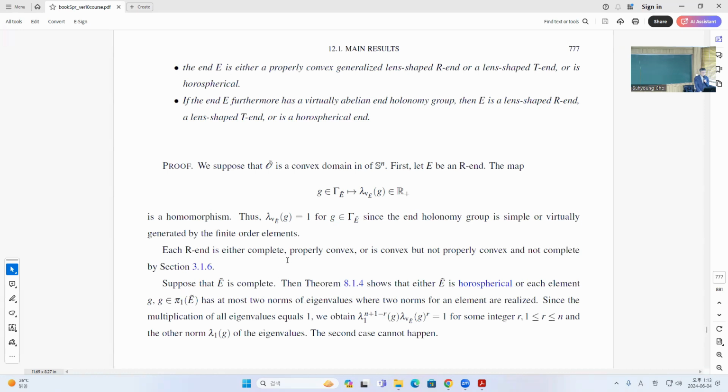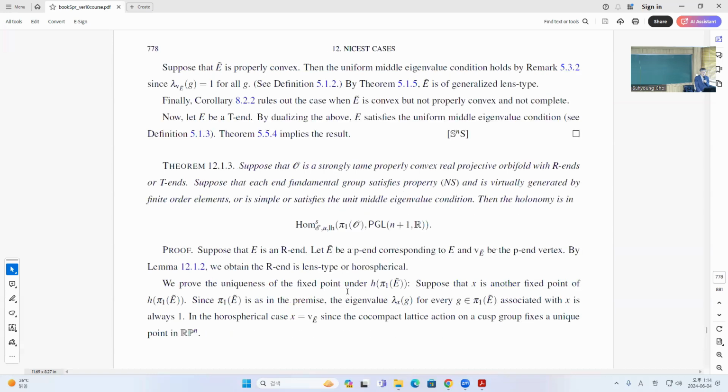So each R^n end is complete or properly convex, or it is convex but not properly convex and not complete. If it's complete, then it is either horospherical or it has at most two norms of eigenvalue. By this case, since the multiplication of all the eigenvalues is one, if one of the eigenvalues is one, then the other has to be one also. So this case cannot happen. So it has to be horospherical in the complete case.